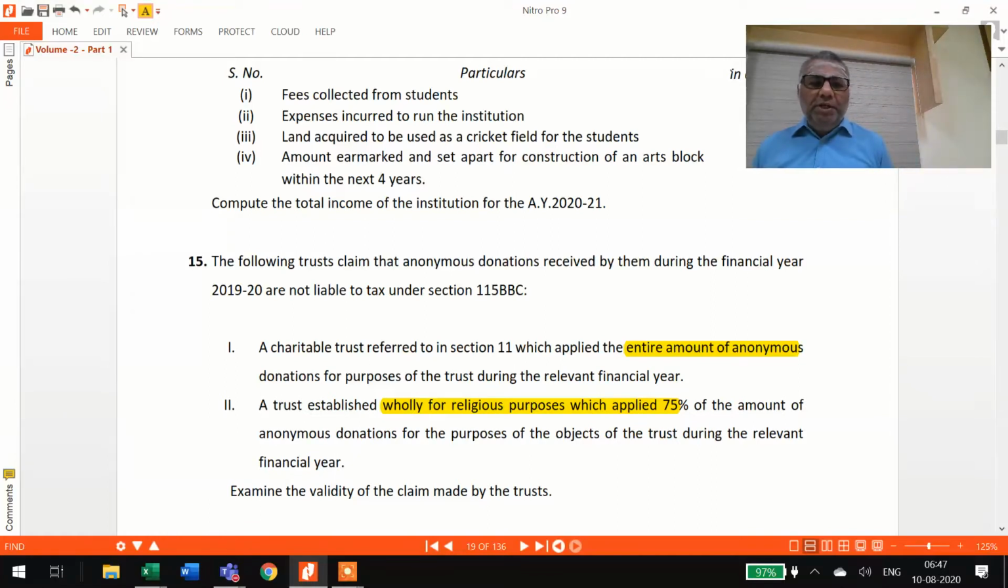For 15.2, since it is a religious trust, 115BBC is not applicable. You should communicate clearly why it is not. Since it is a religious trust, 115BBC is not applicable.